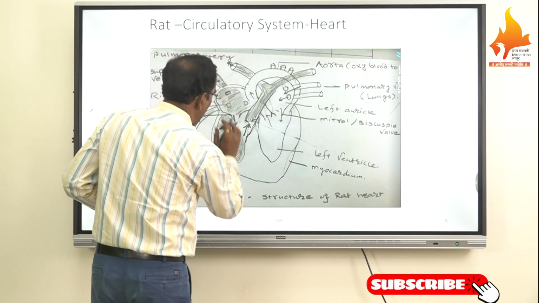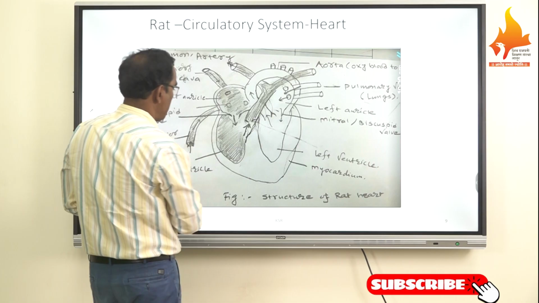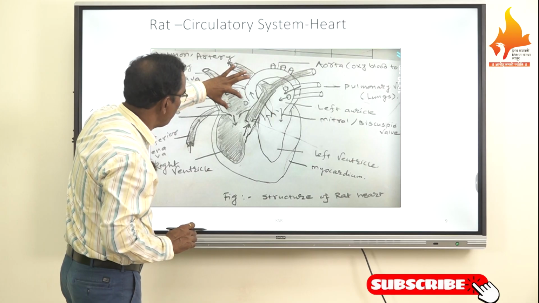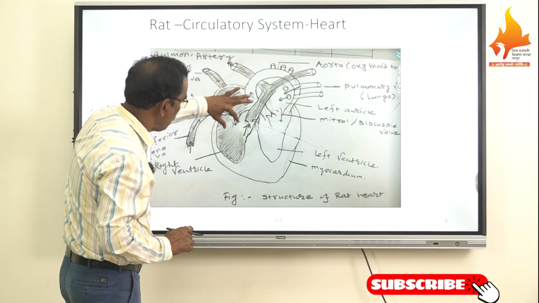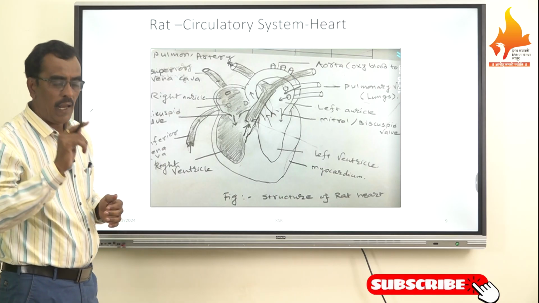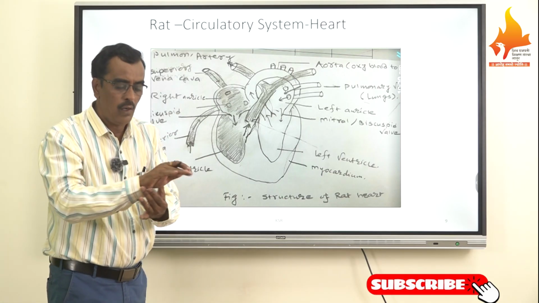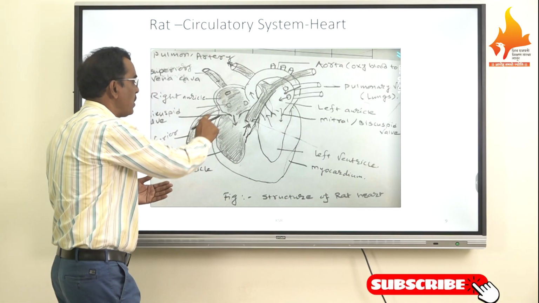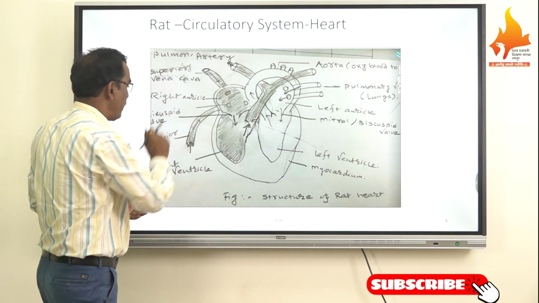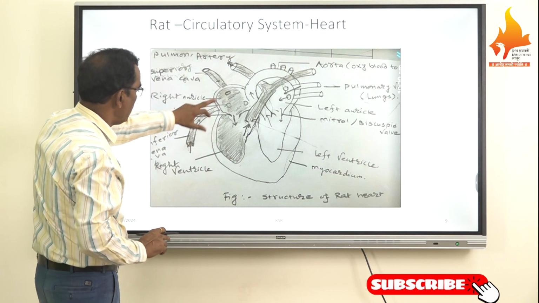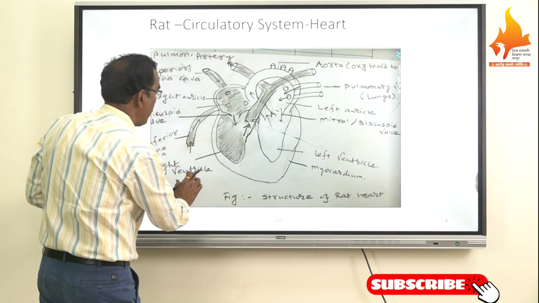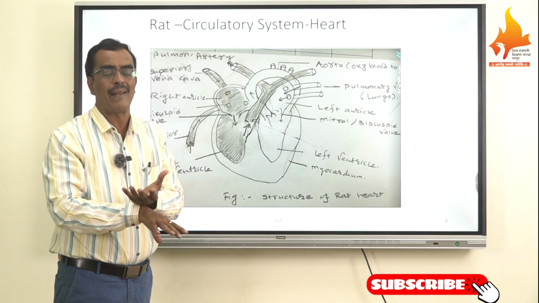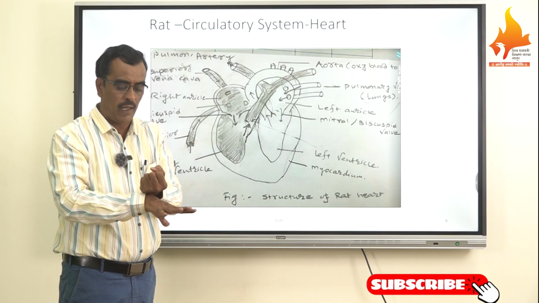The right auricle opens into the right ventricle with the help of the tricuspid valve, and when this right auricle is fully filled with blood, by the pressure this valve opens and gives the blood into the right ventricle. At this time, the right ventricle is now filled with blood. See, the contraction and relaxation of the auricles and ventricles are alternate. Auricles contract, ventricles will relax.